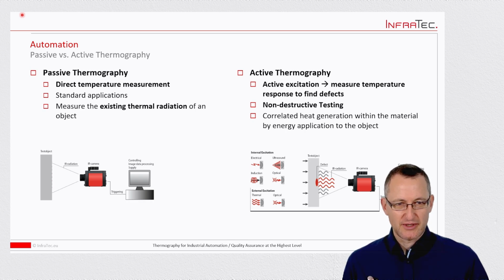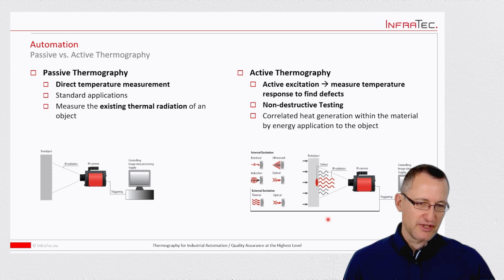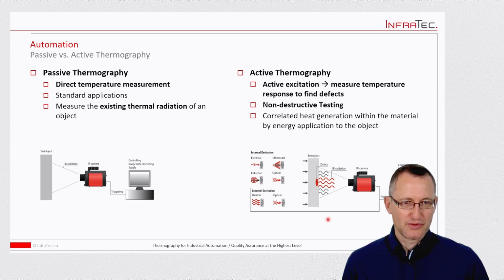This belongs to the non-destructive testing. So we generate some heat in the test object, and then we measure the temperature response to find defects. As we can see below, there are different ways to make this excitation. It can be internal, it can be external. And here we can see if there's some defect, we can see temperature differences with the camera. And this allows to make testing.